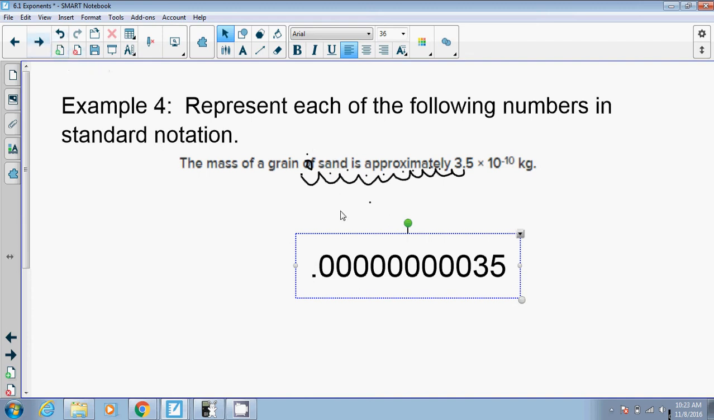So we know the mass of a grain of sand is approximately 3.5 times 10 to the negative 10th kilograms, or we know that it's 0.00000000035 kilograms, which shows you how extremely small that grain of sand weighs.